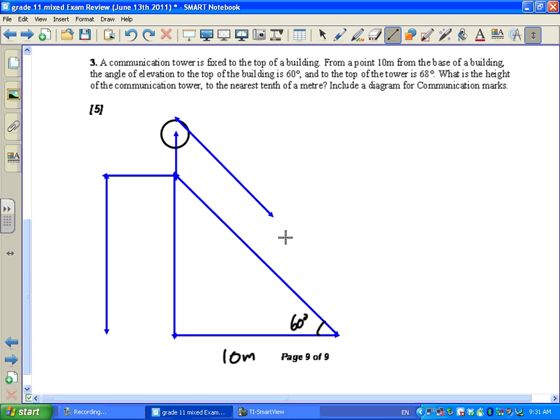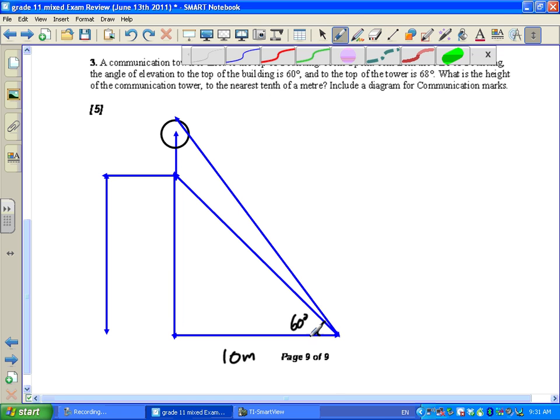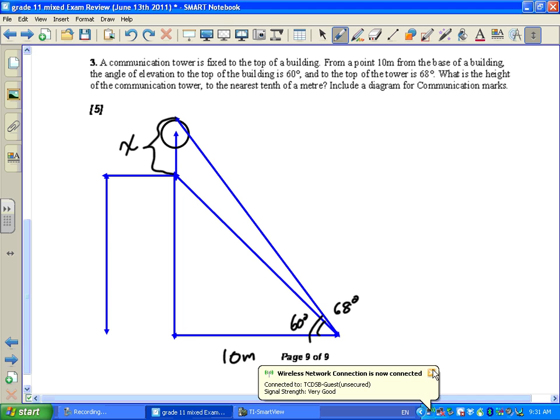68 degrees. So we have two right angle triangles. That angle is 68 degrees. What is the height of the communication tower? So they're just looking from here to here. That's what they need to know. In order to solve this, I need to find the height of the building and the communication tower, and the height of just the building, and then subtract the two.